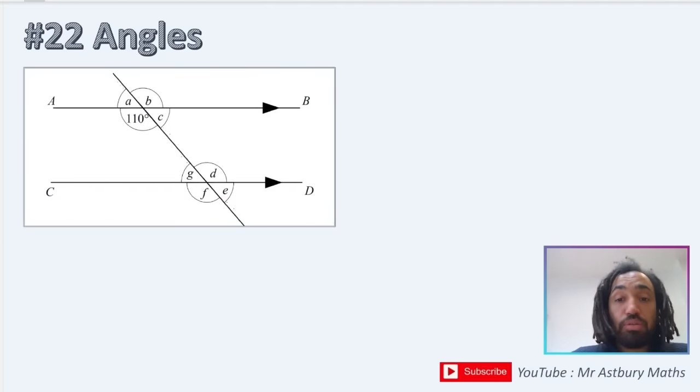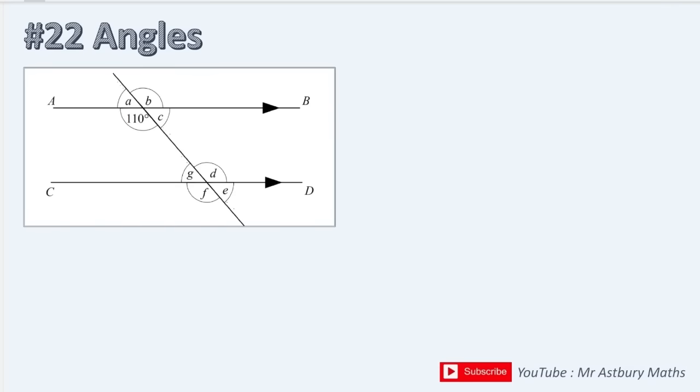22 is angles. There's quite a lot to know, so what I'm going to do is just do a quick summary of which parallel line angles you need to know. So here we go. So first one are opposite angles. So we have 110 there, so B is equal to 110 because it's opposite.